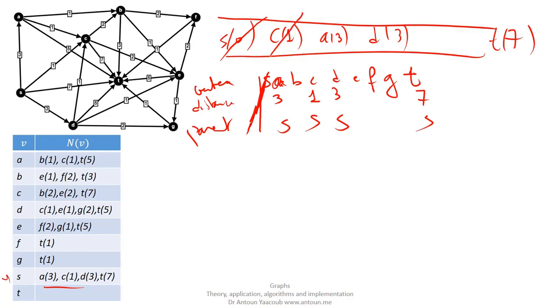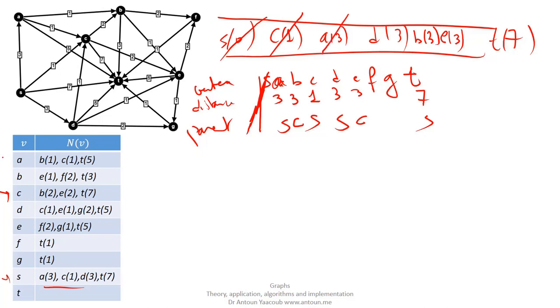Then I need to loop over the priority queue, so I'm dequeuing C. I have B of 2, 1 plus 2 is equal to 3, so B is 3, coming from C. Then I have E, which is 2, so 1 plus 2 is 3. Again here I have E of 3, coming from C. I have T, 7. 7 plus 1 is equal to 8, so it's better to keep it like this.